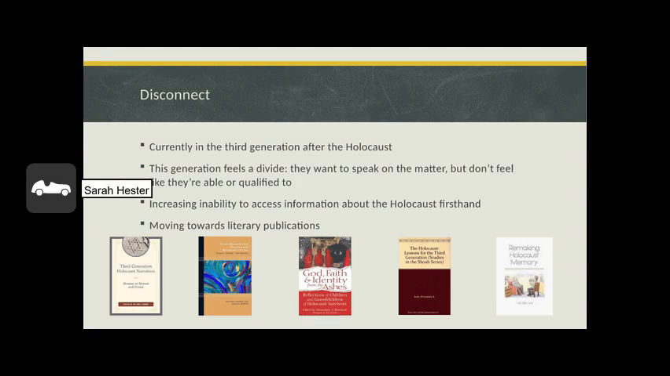We are currently in the 3rd generation after the Holocaust, and this generation feels a distinct divide when it comes to speaking on the matter. They want to, and they would like to advocate for justice, but also at the same time don't feel like it is their place to. There's a mentality of, I wasn't directly involved, and therefore I shouldn't speak out.